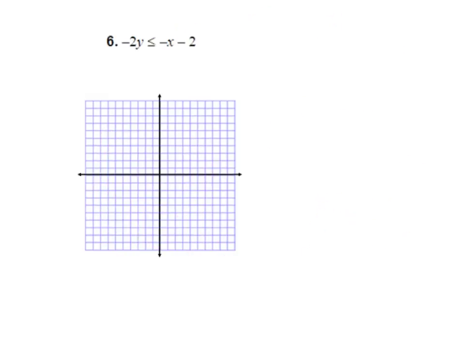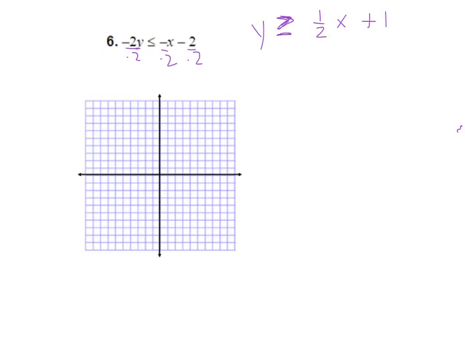Same thing here, you first want to get the y by itself. So I'm going to divide by negative 2, and when you divide by negative 2, you have to divide each term by negative 2. One thing you have to be careful about when you're doing inequalities, that's going to flip my sign. My sign now is flipped because I'm dividing by a negative. So negative x divided by negative 2, that's like a 1/2 x. Negative 2 divided by negative 2 is going to give me a positive 1.